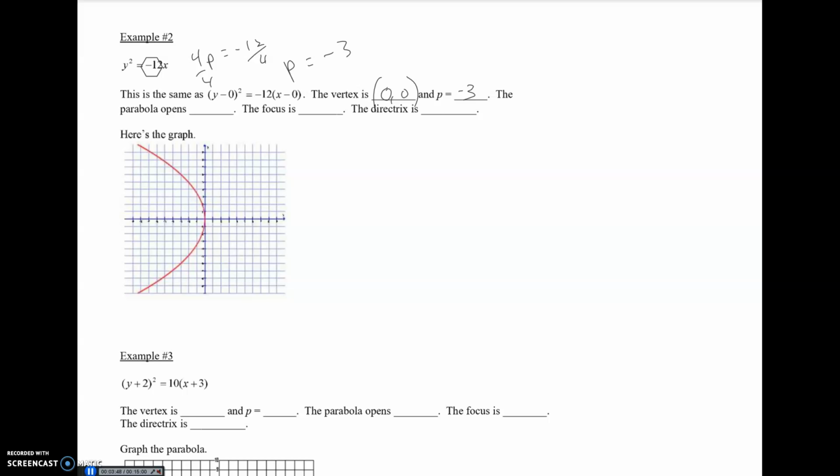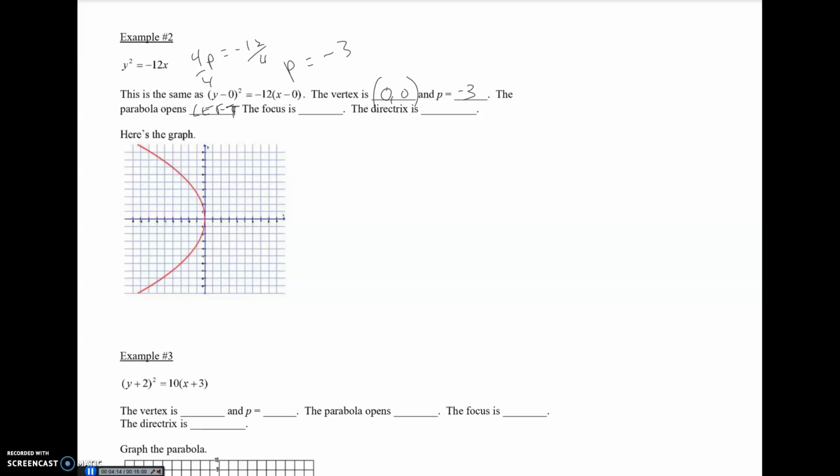So the parabola opens, because the y is squared, and p is negative, that's why it opens to the left. Y squared, so that either opens left or right. If p is positive, it opens to the right. That says left. And then the focus.